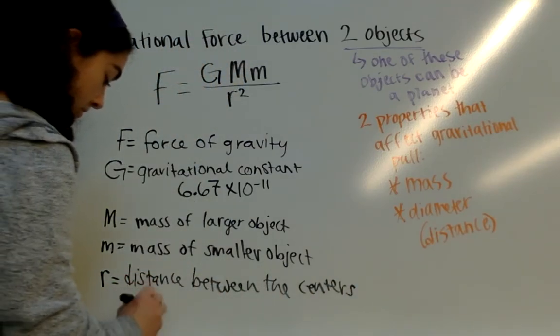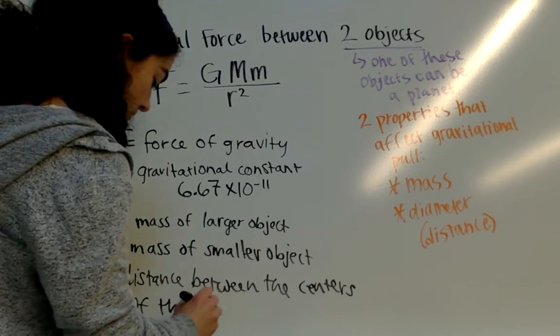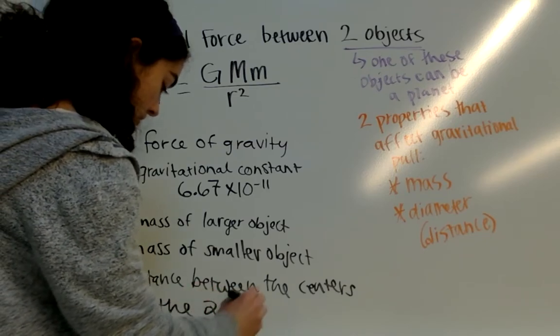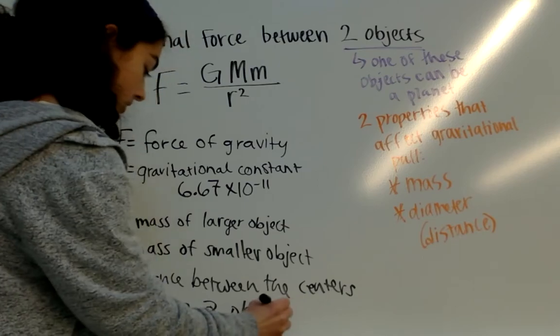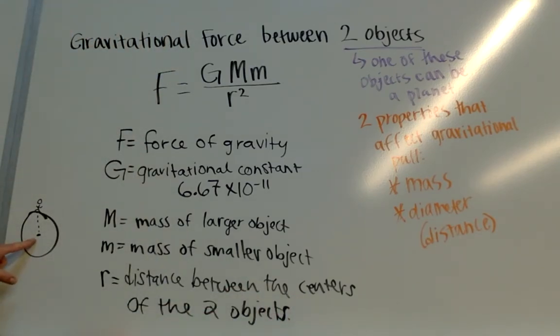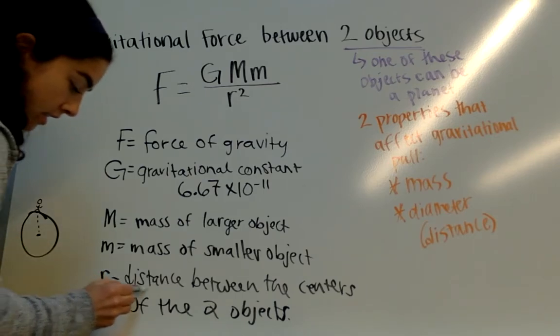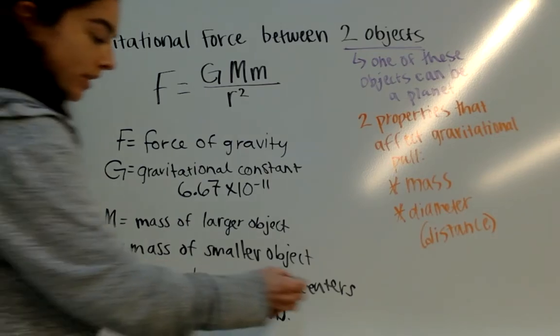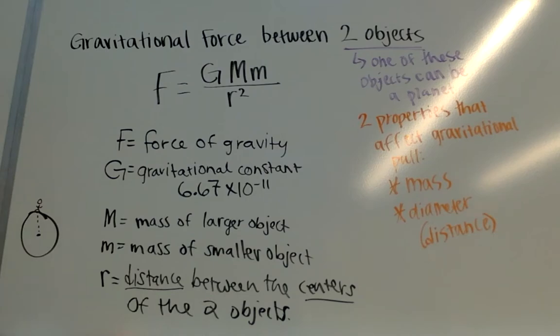of the two objects. Okay, so in the case of our lab, it was the center of the planet and the center of your body, okay? So it's really important that you get the distance between the two objects, but it's also between their centers, so that's really important to put as well in your answers, okay?